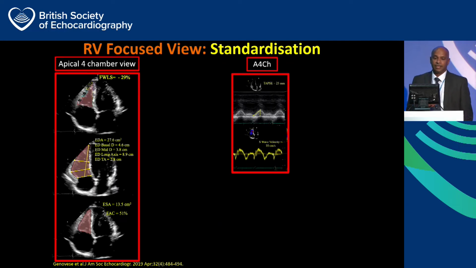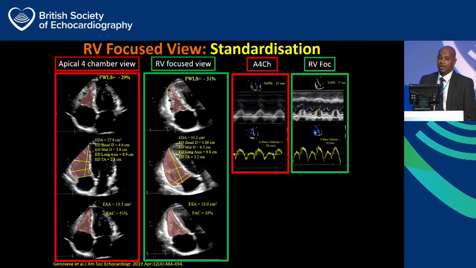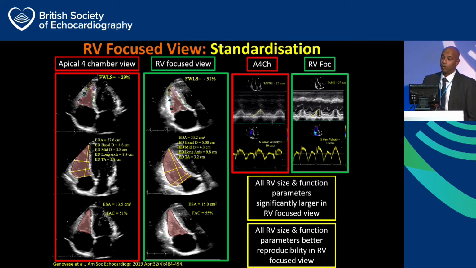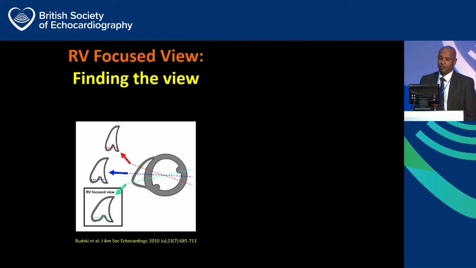So they looked at various measures of right ventricular size and function from the standard apical 4-chamber view, shown in these red boxes, and they compared them with the RV focused view, shown in the green boxes. And they found that all right ventricular size and function parameters were significantly larger in the RV focused view. And really importantly, they also found that all markers of size and function had better reproducibility and lower variability in the RV focused view. So how do we find this view?